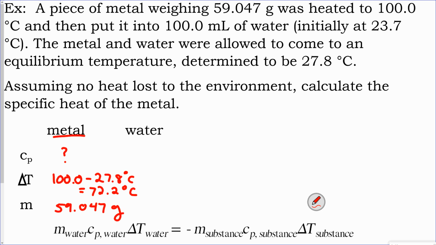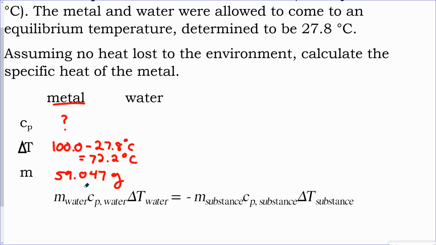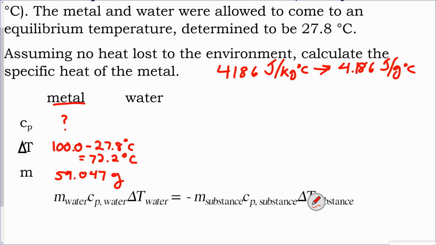And we know the specific heat of water. Now, back on my table, notice that all of my specific heats were in joules per kilogram degrees Celsius. Well, I'm going to change the specific heat to joules per gram because the mass of my metal is in grams. So I'm going to take the 4,186 joules per kilogram degrees Celsius and change that to 4.186 joules per gram degrees Celsius. That's going to always be my specific heat of water when the mass of the substance is in grams.